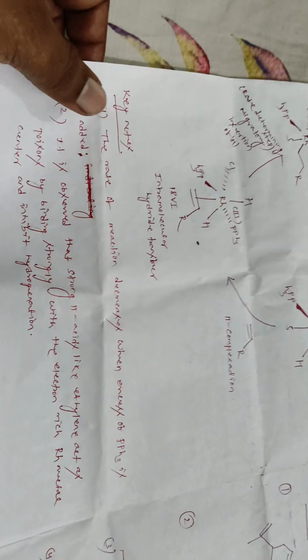Now if you look at the cycle, first oxidative addition takes place, then pi complexation, then intramolecular hydride transfer, then migratory insertion followed by reductive elimination. So these are the steps involved, and these are the key notes that are very, very important in general.